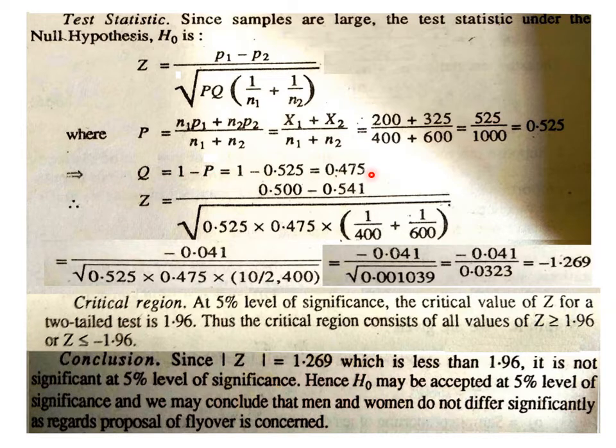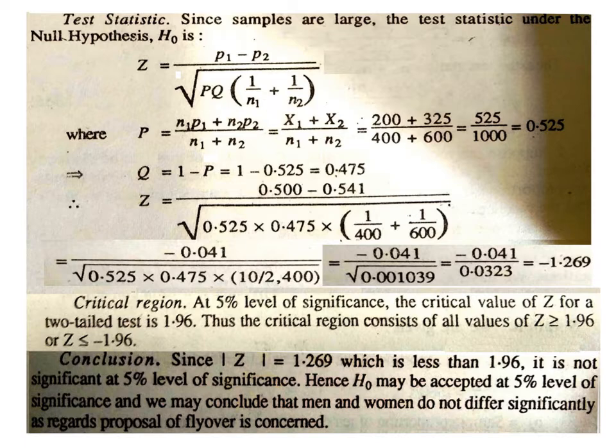And the formula of Z is small p1 minus small p2, so 0.500 minus 0.542, that is small p1 and p2 which we calculated in the previous slide, upon root of capital P Q times (1/n1 + 1/n2), our values defined here, 0.525, 0.475 into 1 upon 400 plus 1 upon 600. Now the calculation shows that the value of Z is minus 1.269. Now in the problem, as given, 5% level of significance, we have to discuss a certain critical region.